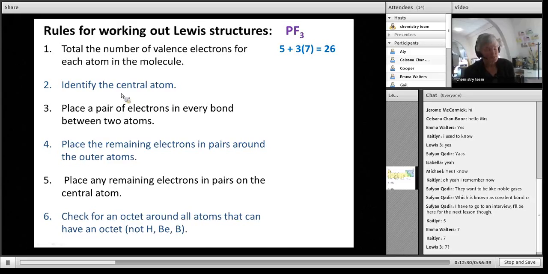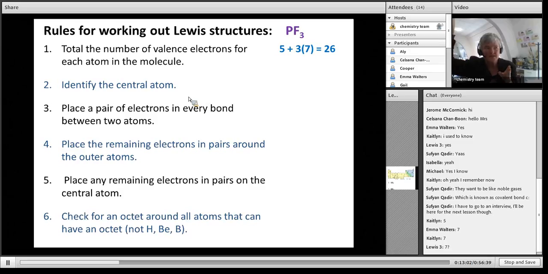Now, step 2 is the hardest bit in a Lewis structure, because you have to work out what is the central atom. Now, there are a number of ways you can work out what you would expect it to be. The first thing you need to think of, which one has the highest valency? Now, valency is not the same as valence electrons. Valency is the combining power.